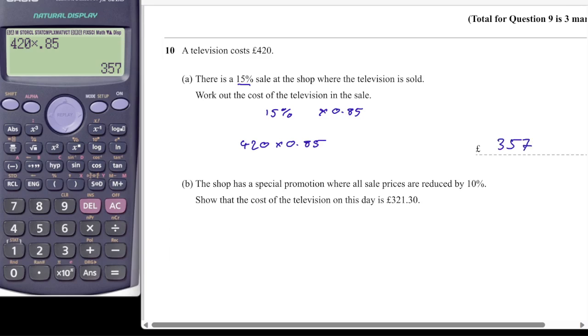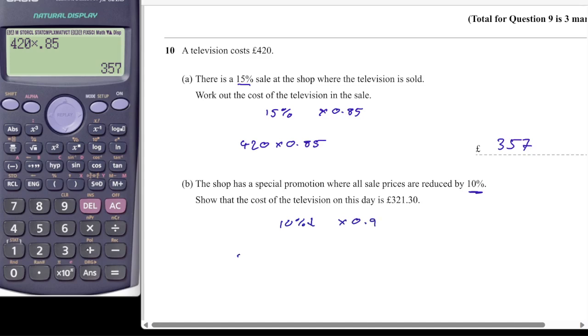Part B, the shop has a special promotion where all sale prices are reduced by 10%. Show that the cost of the television on this day is £321.30. So if we're looking at a 10% reduction, that's a multiplier of 0.9.